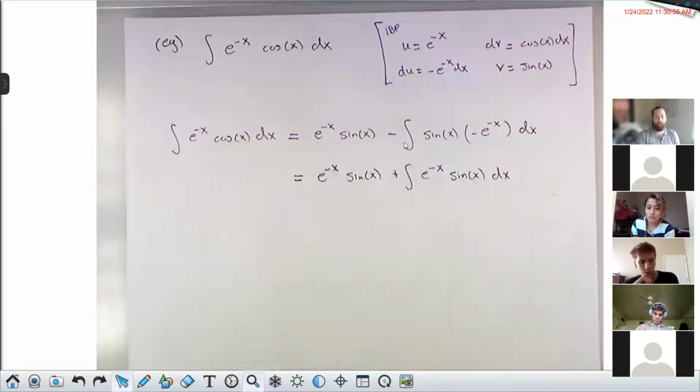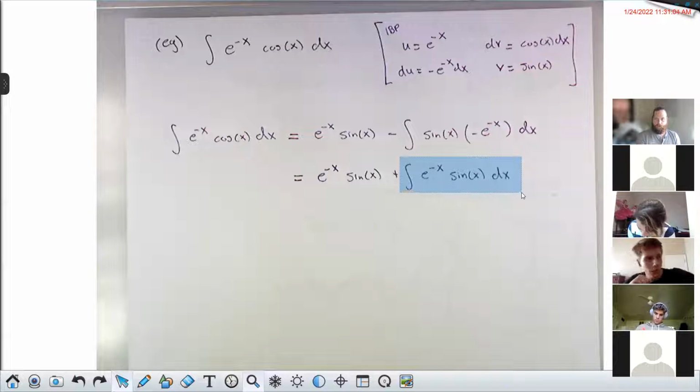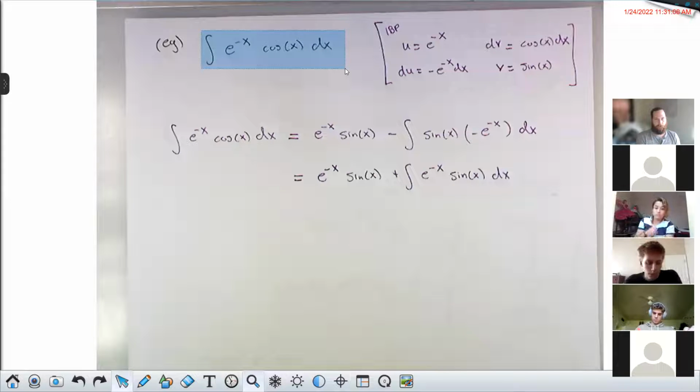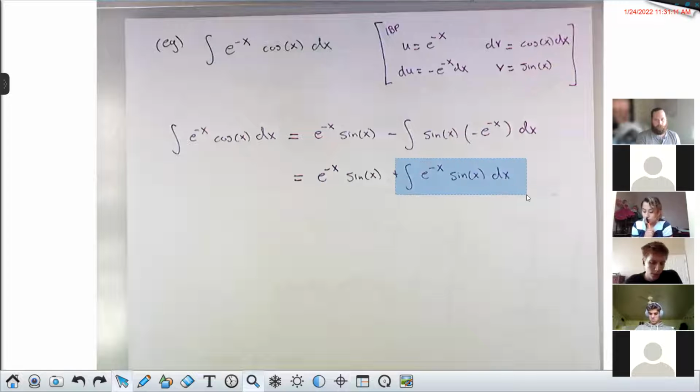All right. Now I look at this integral and ask, have things gotten better? What should I do with this? I would say things have gotten neither better nor worse, right? It's identical to my original problem. It's just that the cosine has been changed into a sine.